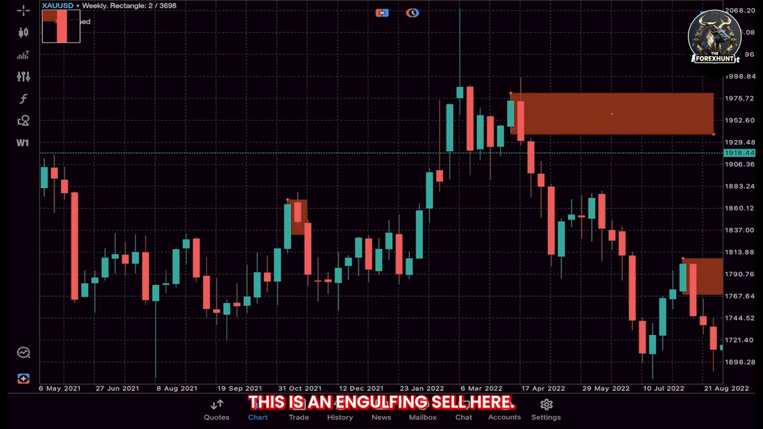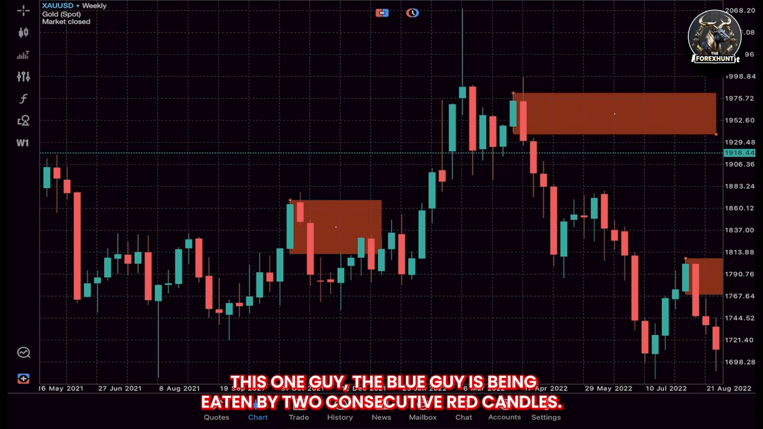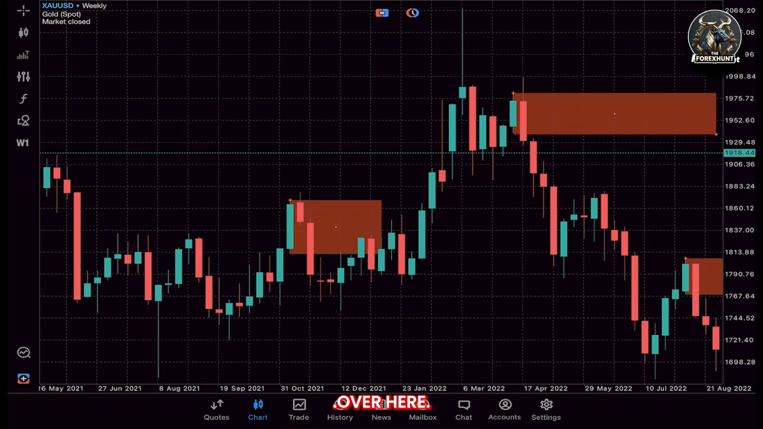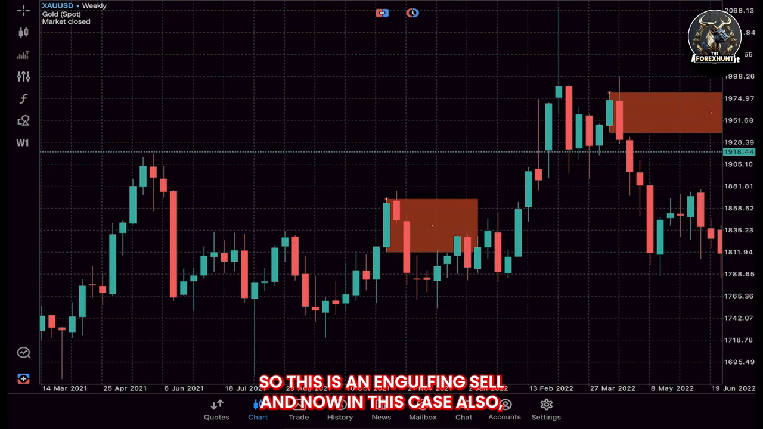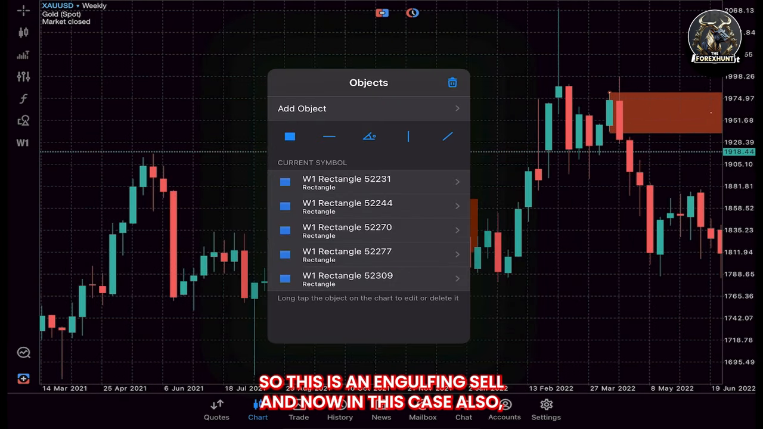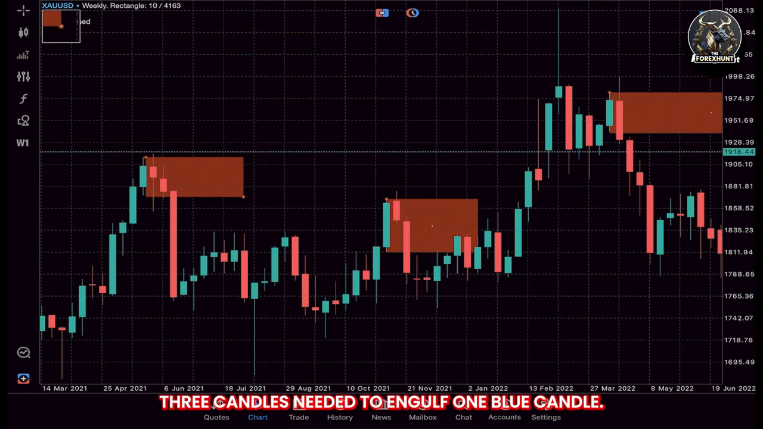This is an engulfing sell here, but this one candle, the blue one, is being eaten by two consecutive red candles over here. These are engulfing. This is an engulfing sell, but two red candles are engulfed. Okay, so this is an engulfing sell, and in this case also, three candles were needed to engulf one blue candle.